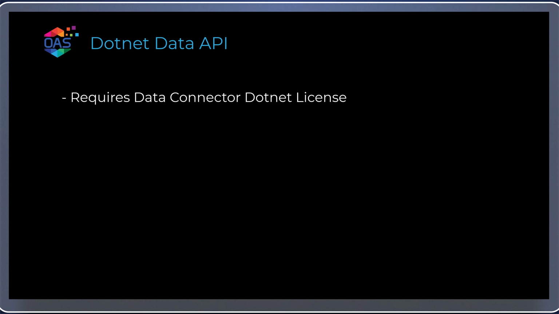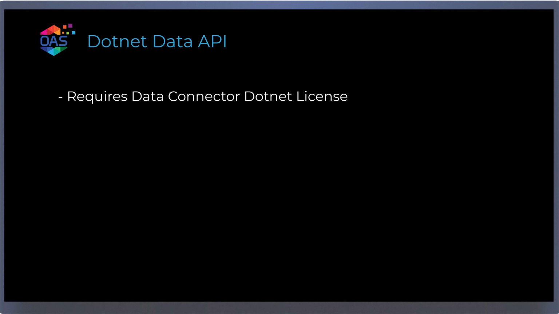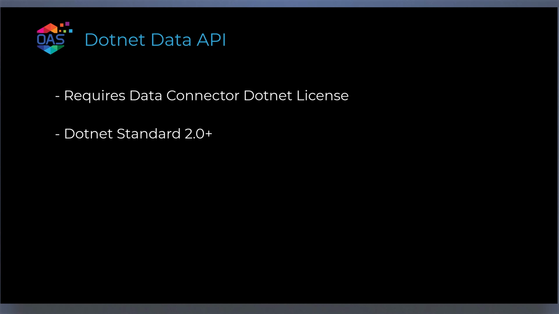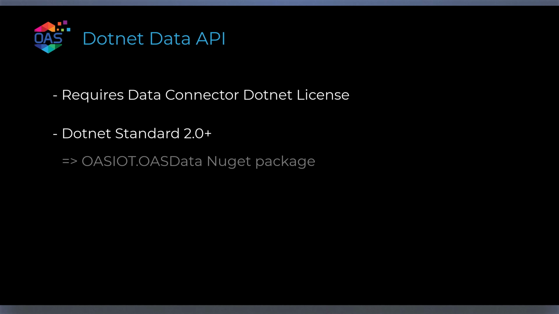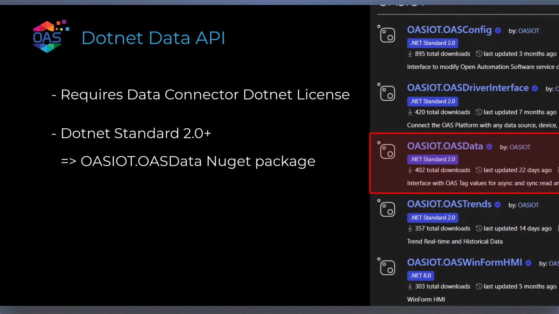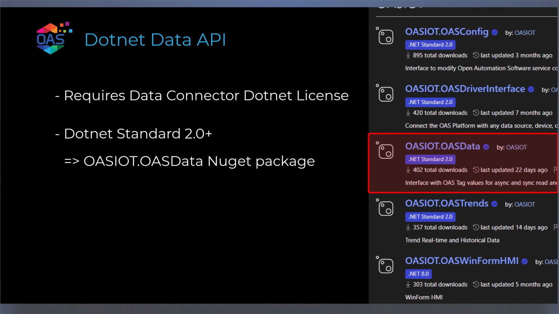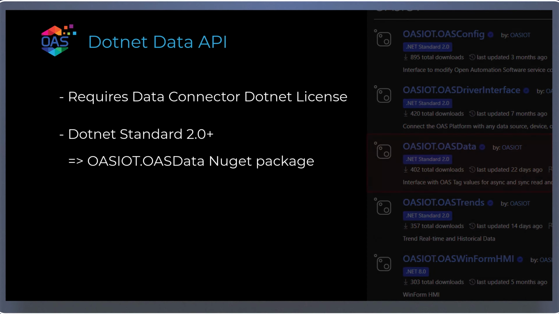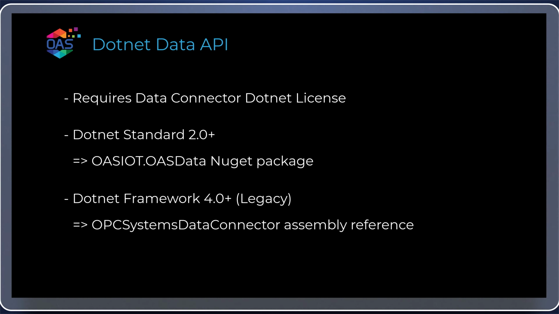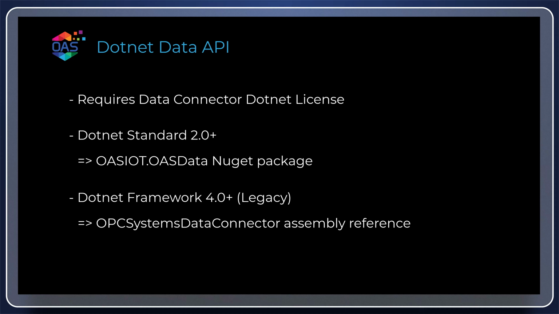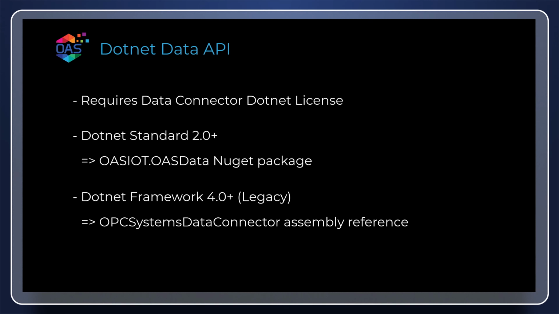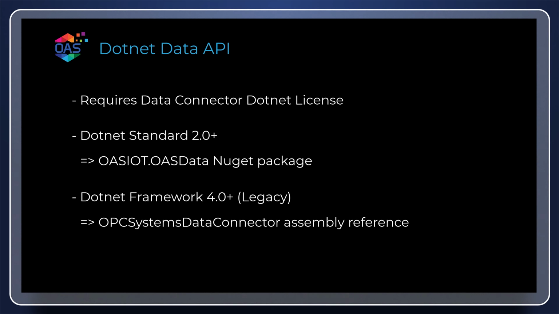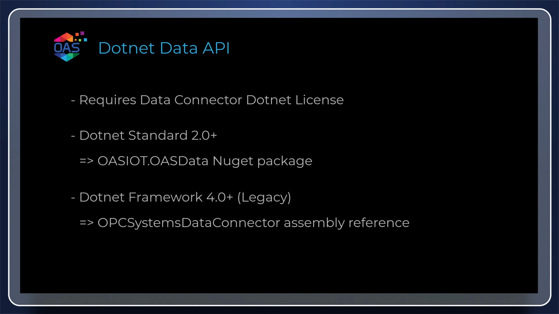product feature. The Data API is available for .NET Standard 2.0 and greater, and can be installed in your .NET project using the NuGet Package Manager. The package name is OAS IIoT.OAS Data. If you are developing applications using the legacy .NET framework, you can add the OPC Systems Data Connector assembly reference in your Visual Studio project.